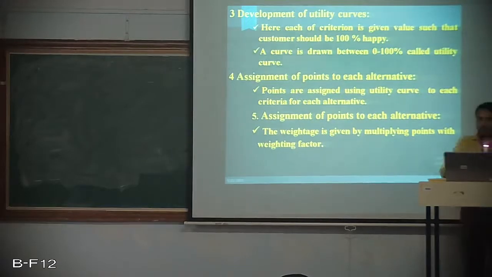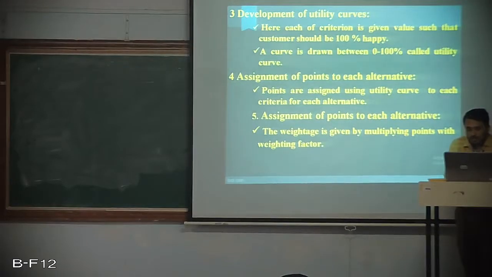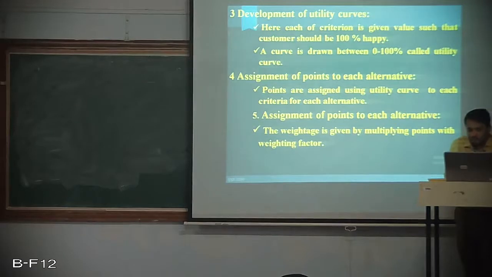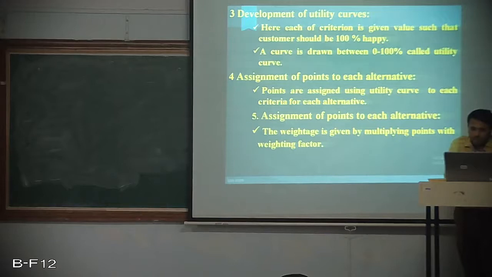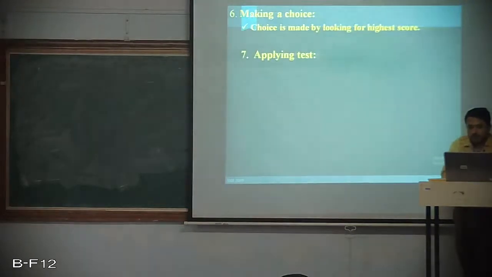Development of utility curves. Here each of the criteria is given a value such that the customer should be 100% happy. A curve is drawn from 0 to 100%, called the utility curve. Then assignment of points to each alternative. Points are assigned using the utility curve to each criterion for each alternative. The weightage is given by multiplying points with the weighing factor. Making the choice is done by looking for the highest score and applying the test.